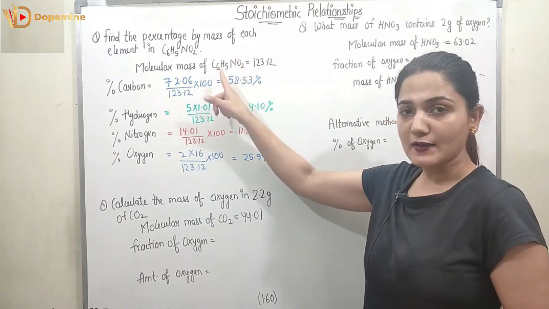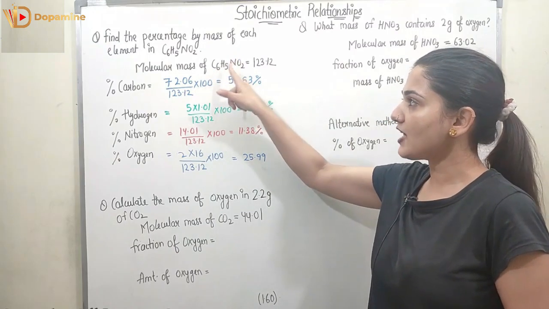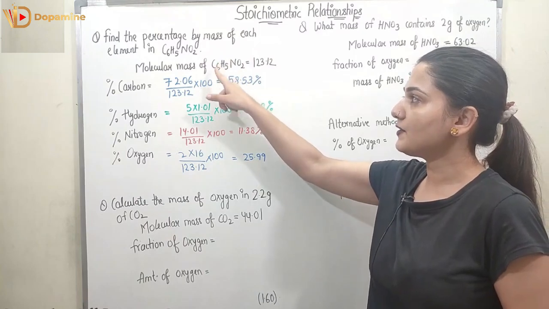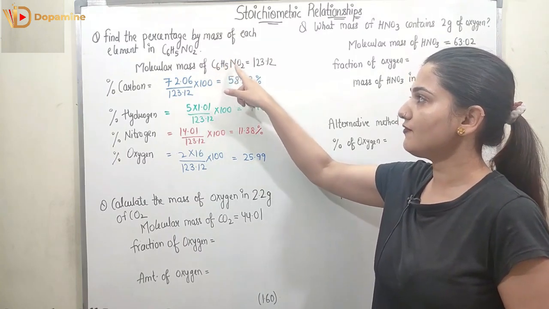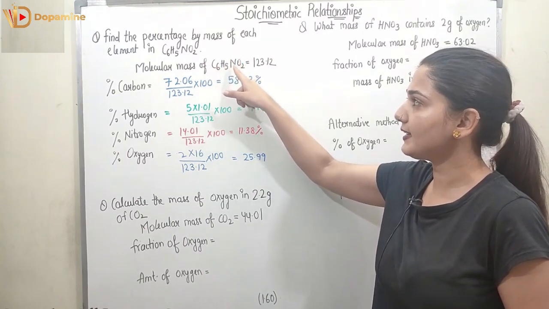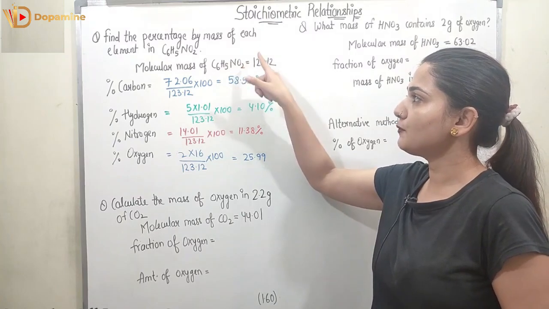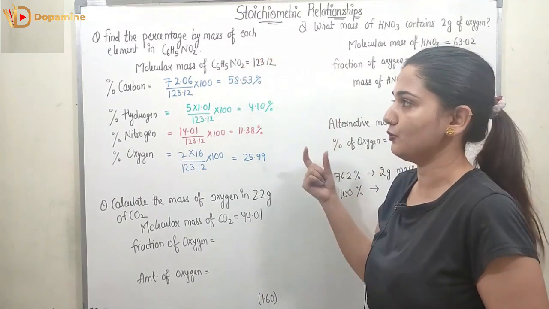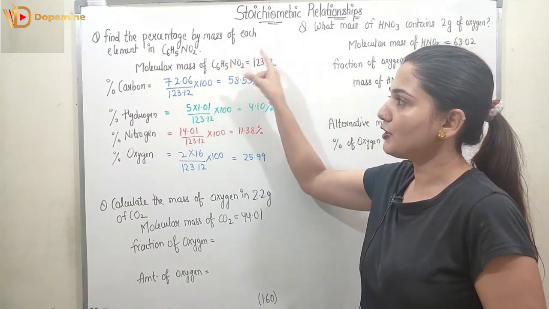We know the mass of C, H, N, O. Now we can multiply the mass of carbon with 6, the mass of hydrogen with 5, the mass of nitrogen we can add directly, and the mass of oxygen with 2, and we can add all of them and we will be getting 123.12. This is how we can find out the molecular mass.